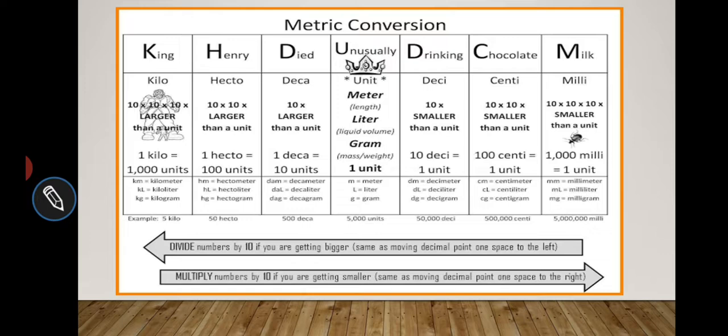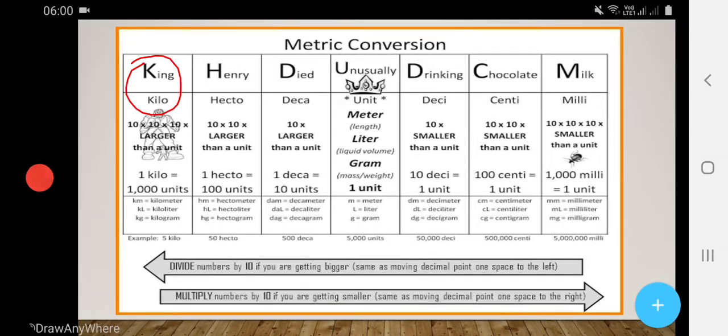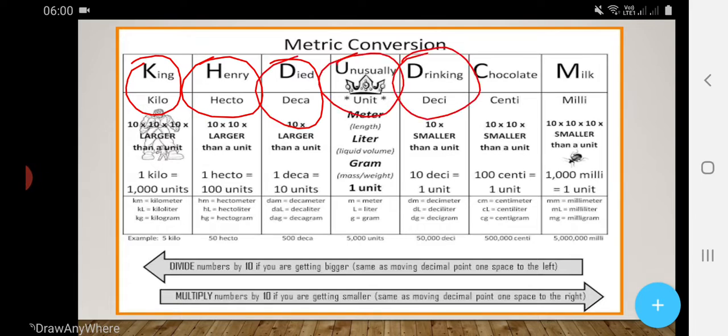Now read. King Henry died unusually drinking chocolate milk. Close your eyes and repeat the poem with me. King Henry died unusually drinking chocolate milk. Always repeat the poem. Here, king means kilo, Henry means hecto, died means deca, unusually means unit, drinking means deci, chocolate means centi, milk means milli.